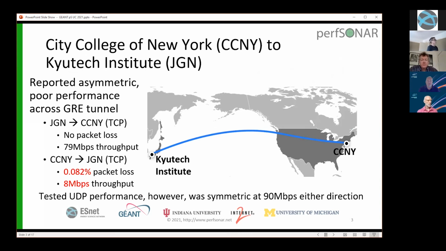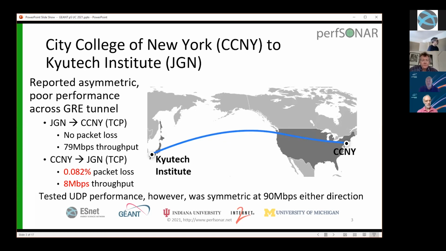A researcher at CCNY noted as well, they didn't have any actual measurements at the time, but noticed that file transfers in one direction were taking a lot longer than they were taking in the other direction. So this was from Cayutech Institute, like I said, connected to that JGN test mesh over there. From JGN to CCNY, there was no packet loss that was measured, and there was about 79 megabits worth of throughput. And they gleaned this data solely from using iPerf. They weren't using perfSONAR at the time. There were no nodes that were available to use at CCNY.